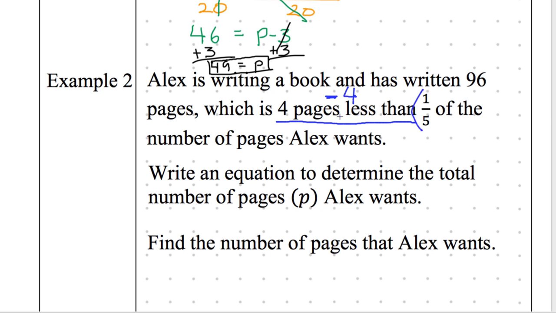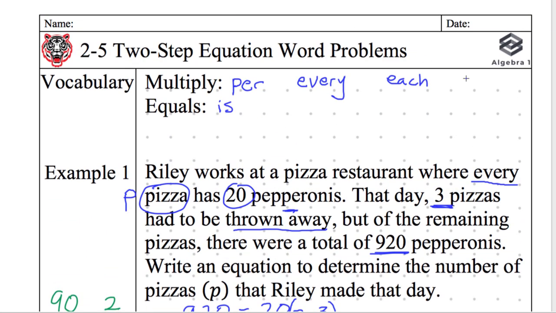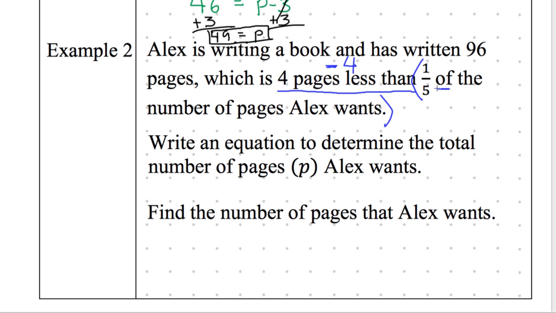Here's that something. 1/5 of the number of pages Alex wants. Let's go ahead and add to our notes at the very top. Another way to say multiply is using this word of. And there's that word here, 1/5 of. So I'm saying 1/5 times. So inside the parentheses that I've just written here, what is the mathematical expression that represents 1/5 of the number of pages Alex wants?